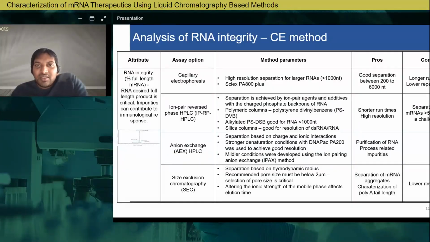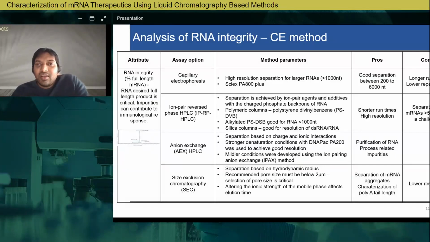The separation is achieved by an ion pair agent and additives that interact with the charged phosphate backbone of RNA. So the phosphate backbone, and it's really having a native RNA molecule, not denaturing it, on an LC method. People have used polymeric columns, polystyrene divinylbenzene is one of the columns people have used, and non-porous and porous both have been used for this method.